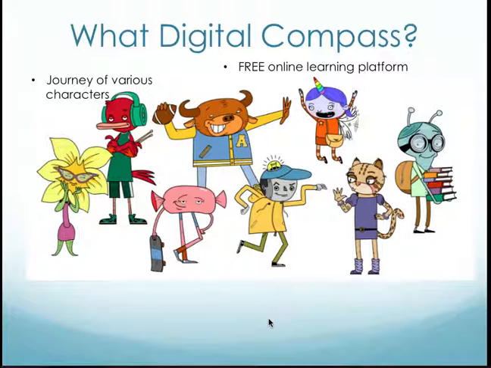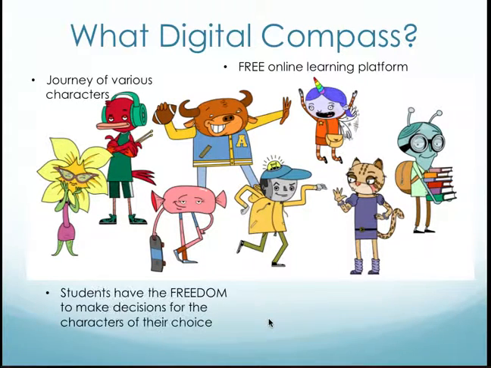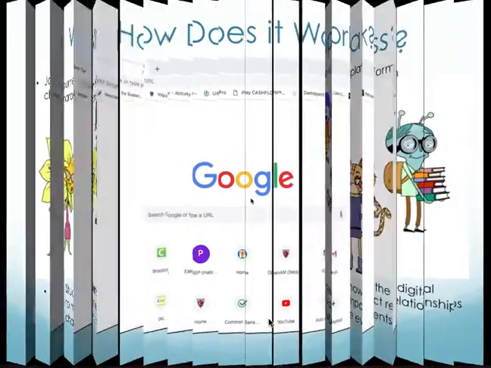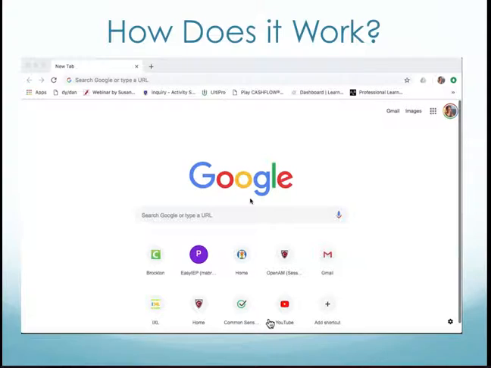And the part that is beneficial to the kids is that the students have the freedom to make the decisions for their characters of choice. So first they're going to be able to choose the character. The software is going to give them a little bit of a background about the character and their dilemma, and the students are going to navigate the choices for the character. And they are going to be able to see how those digital choices impact relationships and future events of the character.